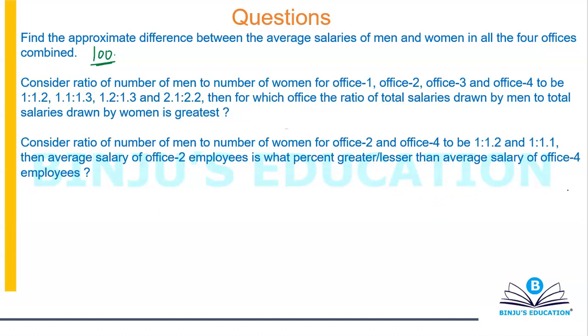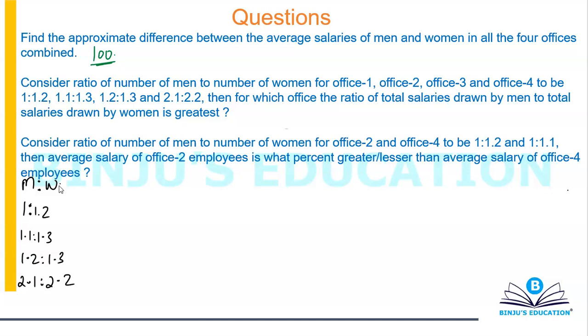Consider the ratio of number of men to number of women for office 1, office 2, office 3 and office 4. Okay, so the ratio is given. 1 is to 1.2, 1.1 is to 1.3, 1.2 is to 1.3, and 2.1 is to 2.2. So this is the ratio of number of men to women. Then for which office is the ratio of total salaries drawn by men to total salaries drawn by women greatest?